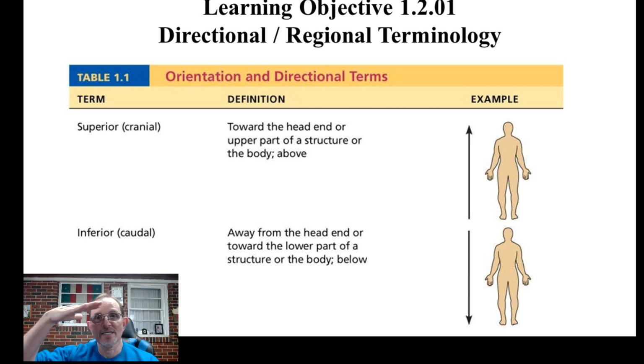So I would say that my eyes are superior to my mouth because they're higher up on the body. They're closer to the top of the head. Your nose is superior to your umbilicus, your belly button. That's the kind of thing we're talking about. Inferior is just the opposite. I could say my nose is superior to my umbilicus. I could also say my umbilicus is inferior to my nose. It just depends on what you want to be talking about.